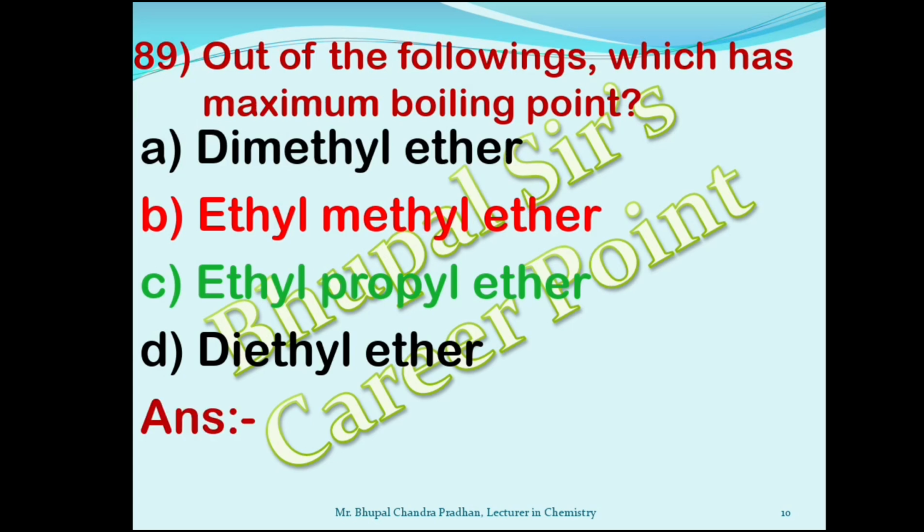Boiling point gradually increases with increase in molecular mass of the ether, as the density goes on increasing. In case of dimethyl ether, two methyl groups are attached to oxygen. In case of ethyl methyl ether, one ethyl and one methyl group are attached to oxygen. In case of ethyl propyl ether, ethyl and propyl are attached to oxygen. In case of diethyl ether, two ethyl groups are attached.